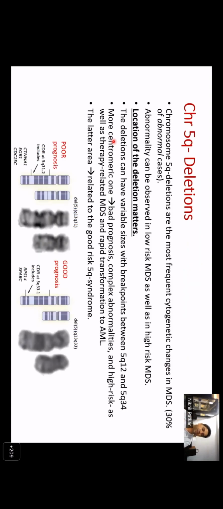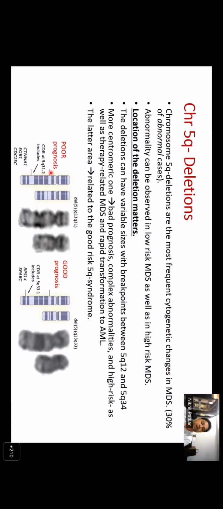So chromosomal 5q deletions are one of the most frequent changes, as I said, in MDS. The abnormality can be seen in low-grade MDS as well as high-grade MDS. Now, it is important to note that the location of the 5q deletion matters. The deletions have variable breakpoints between 5q12 to 5q34. Typically, the MDS ones are at 5q31 to 5q34, which are the sub-bands present here.